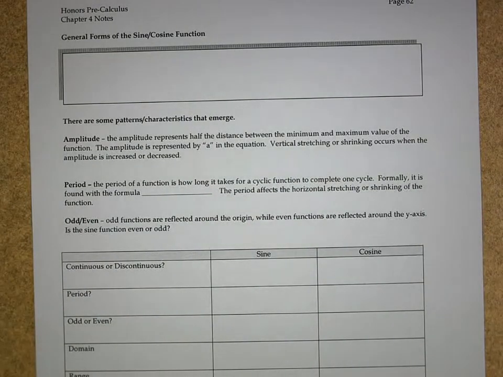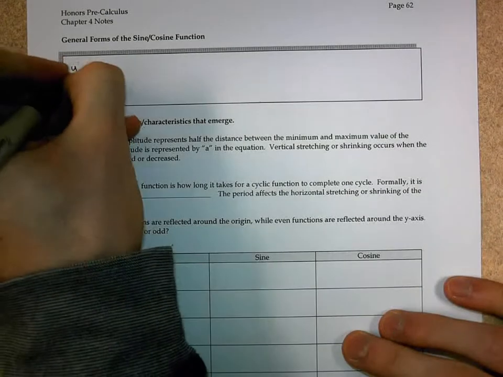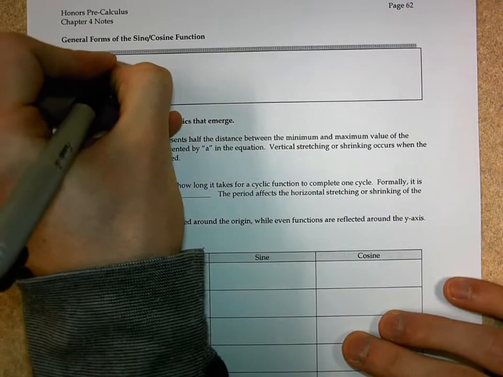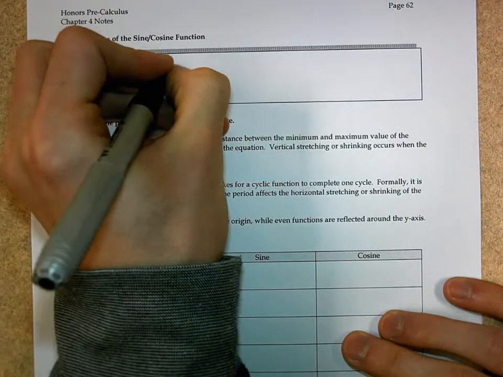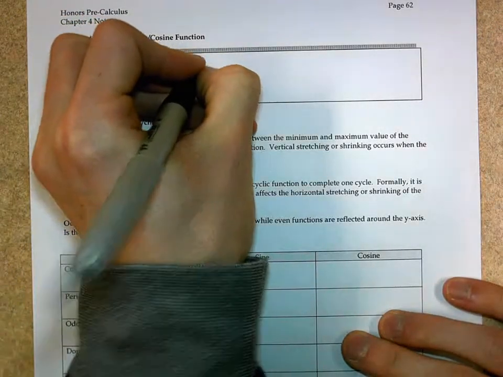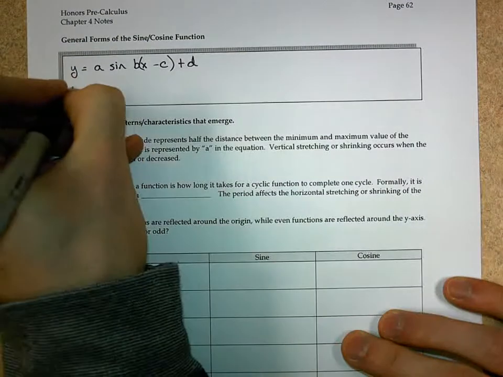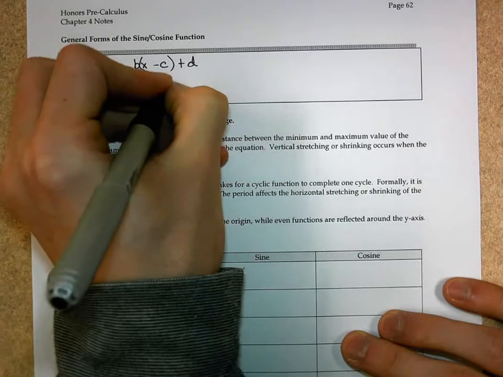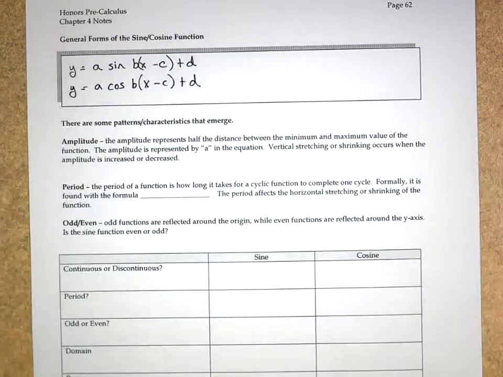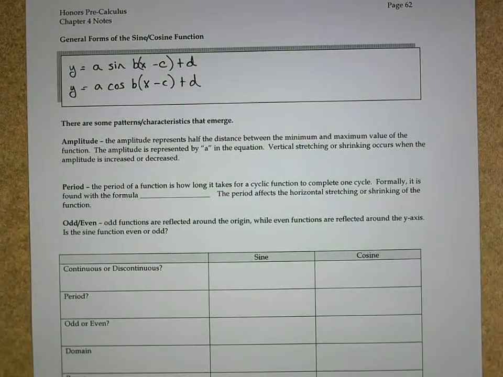With our sine and cosine graphs, we've got a general form where each variable represents something about the graph. Here's the general form we're going to look at. Y is equal to a sine of bx minus c plus d. And for cosine, it's going to be the exact same idea. Y equals a cosine of bx minus c plus d.